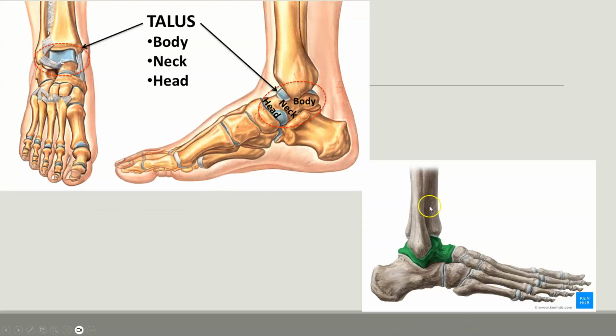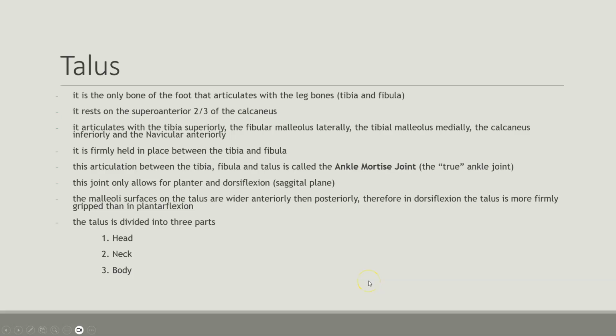Here we can see the talus in green. We can see how it sits on the lateral aspect of the calcaneus, which forms a joint there. I just drew what the head does between the fibula and the tibia, and here is the navicular, anterior to the talus right here. So this is the navicular bone here. It is firmly held in place between the tibia and fibula, as you saw in that articulation that I showed you. We say this articulation between the tibia, fibula, and talus is actually called the ankle mortise joint.